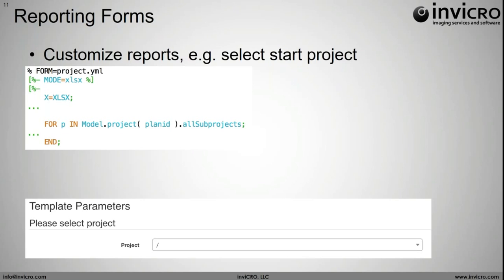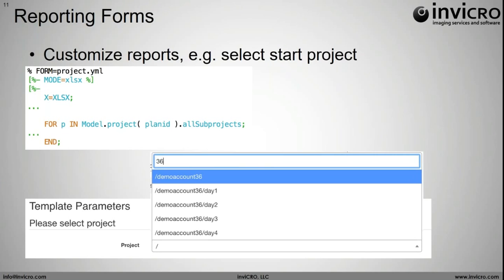In this case, I went for a standard one to select projects. And here we then have a list of all the projects. I can start typing parts of it. This filters it down to all the projects that match. In this case, I was looking for demo account 36.